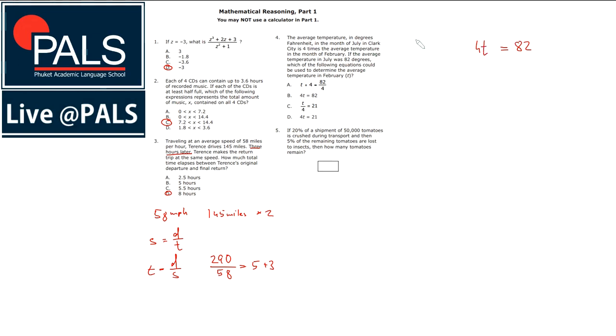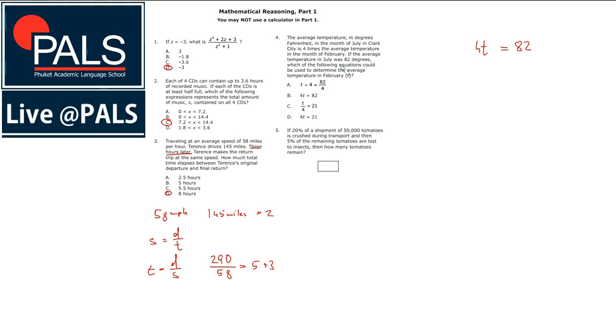You saw that I already wrote these things down while I was reading the text, and I can only recommend you try doing this in the actual math exam as well. It will probably save you a few minutes, and it helps you to structure the information in a word question like this. What I did here is read that the average temperature in degrees Fahrenheit in the month of July in Clark City is 4 times the average temperature in the month of February.